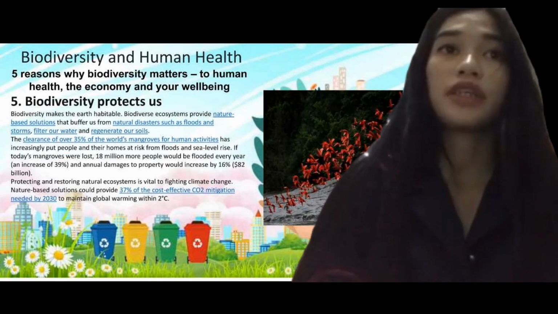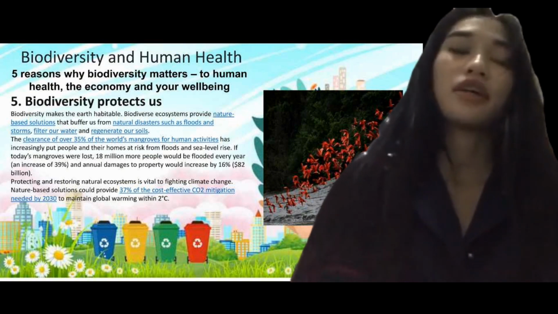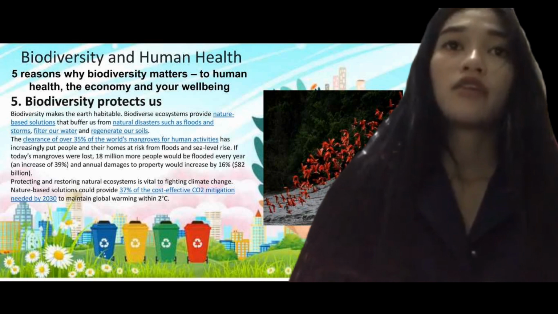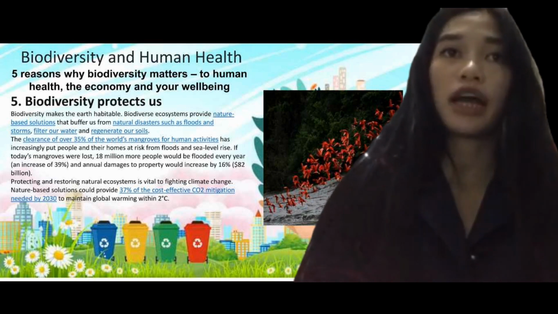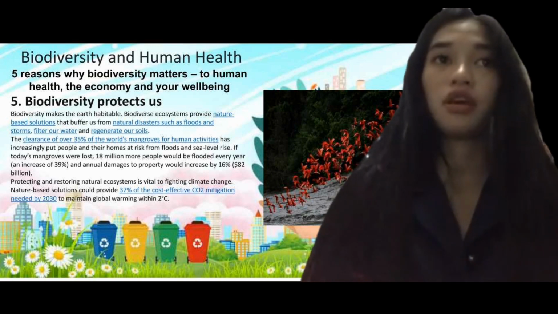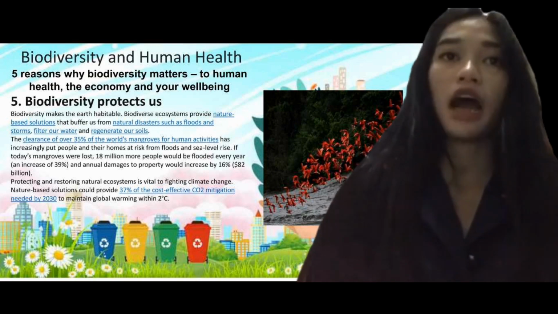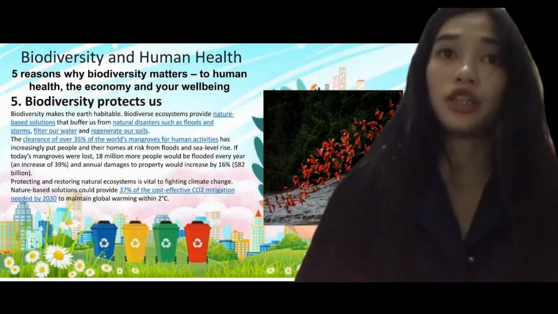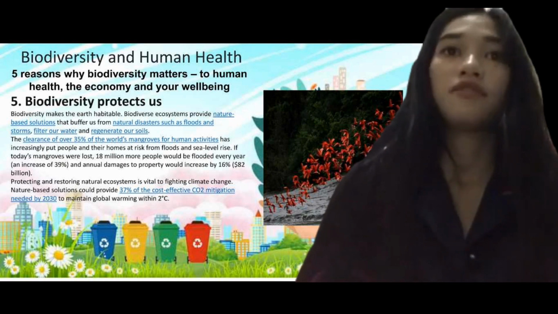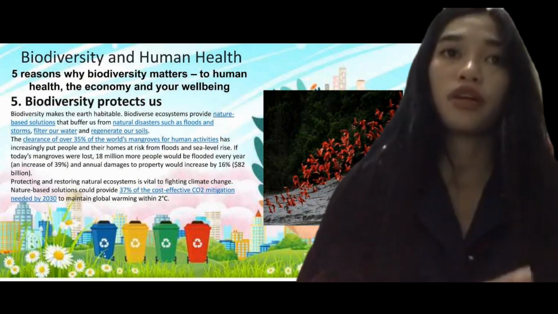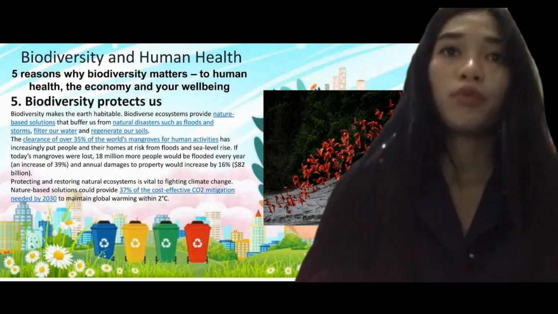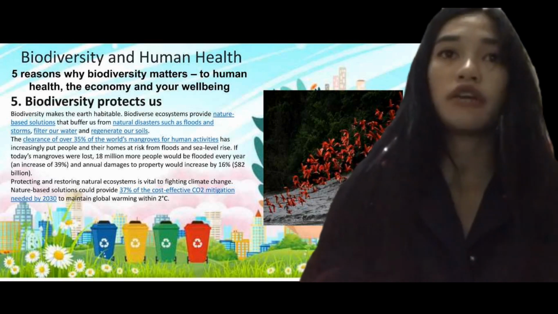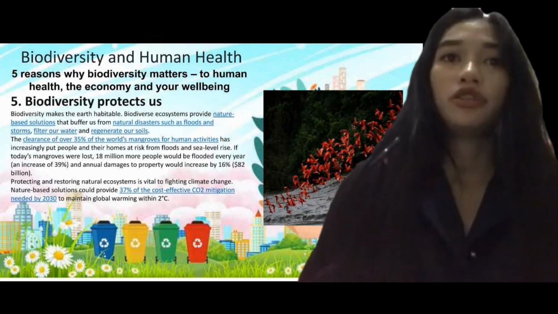Number 5. Biodiversity protects us. Biodiversity makes the earth habitable. Biodiverse ecosystems provide nature-based solutions that buffer us from natural disasters such as floods and storms, filter our water, and regenerate our soils. The clearance of over 35% of the world's mangroves for human activities has increasingly put people and their homes at risk from floods and sea level rise. If today's mangroves were lost, 80 million more people would be flooded every year, an increase of 39%, and annual damages to property would increase by 16%, or $82 billion.